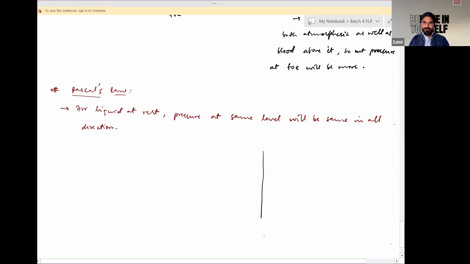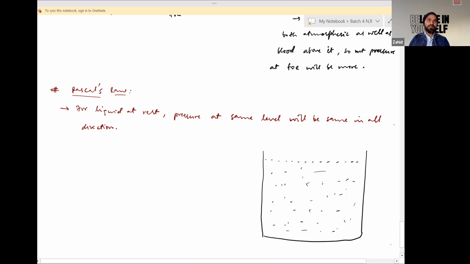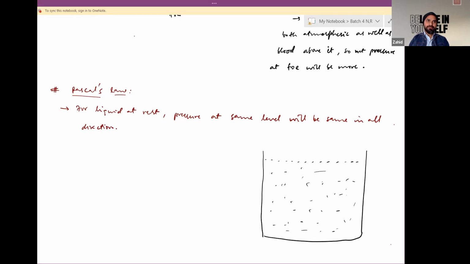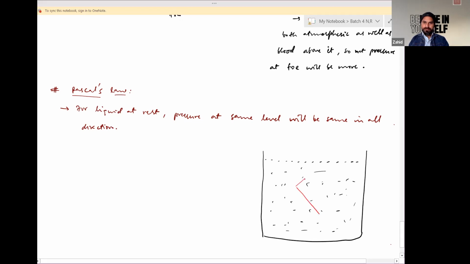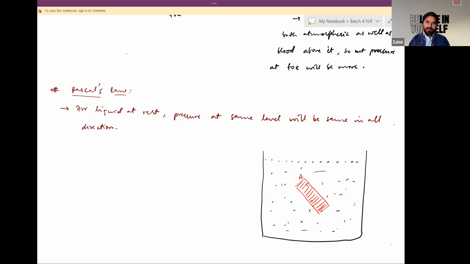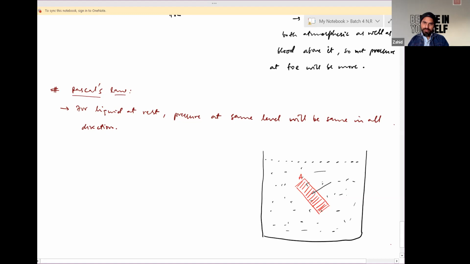So you have to prove this particular statement. Suppose there is a container in which liquid is filled up to this point. Now take a cross-sectional area A on which a force F is acting normally to it, along this direction, F.